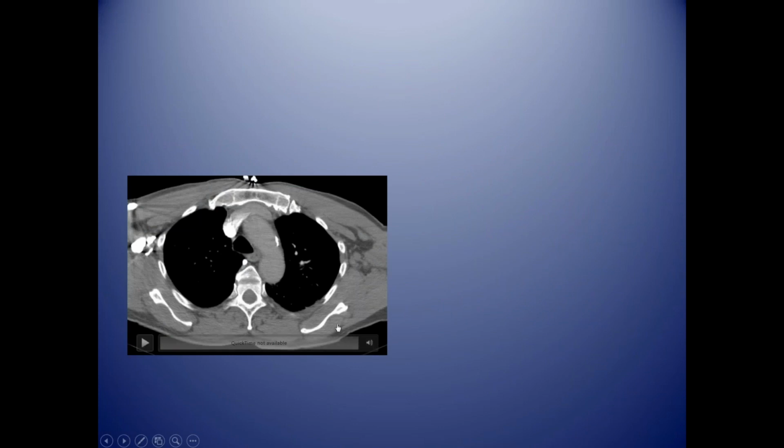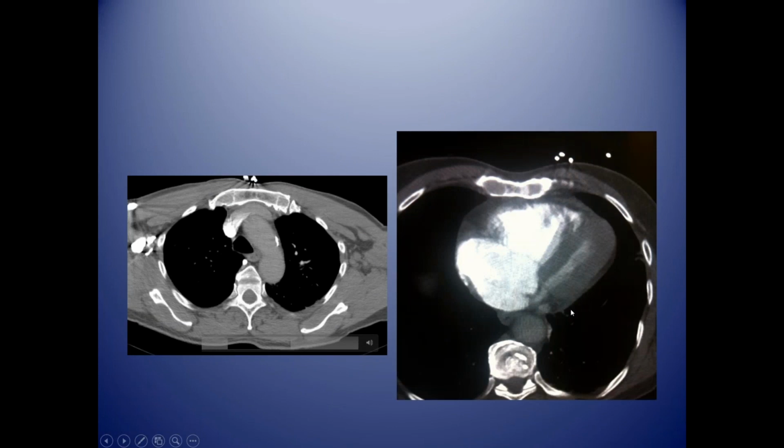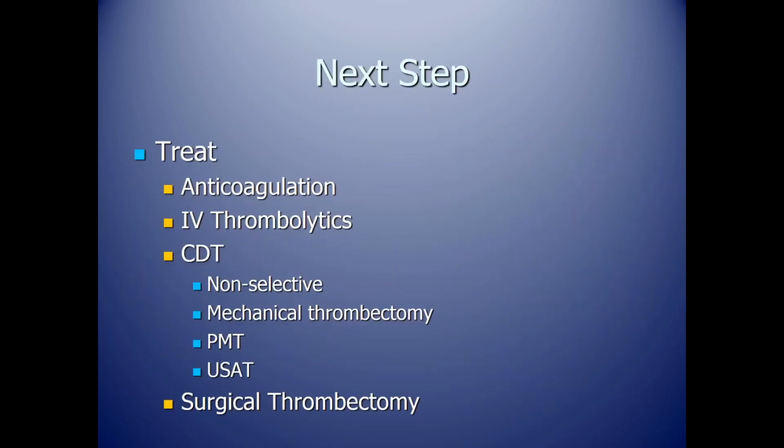It's not playing, unfortunately. All right, well, here you could see from his CTA, he had a saddle PE, obstructive thrombus in both the right and left pulmonary arteries. And here, this is taken from his lower, you could see significant dilatation of the RV with a really squashed LV. Again, you don't need calipers to see this is a significant RV to LV ratio.